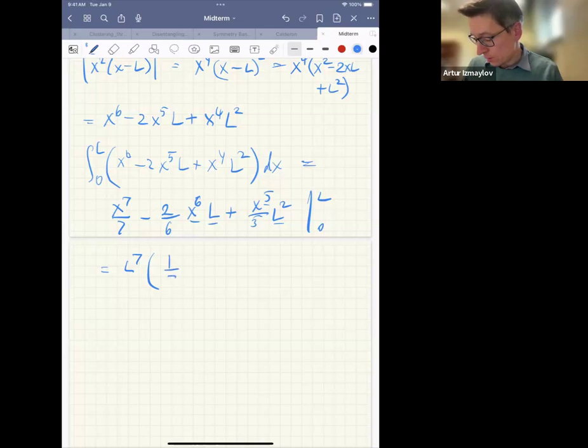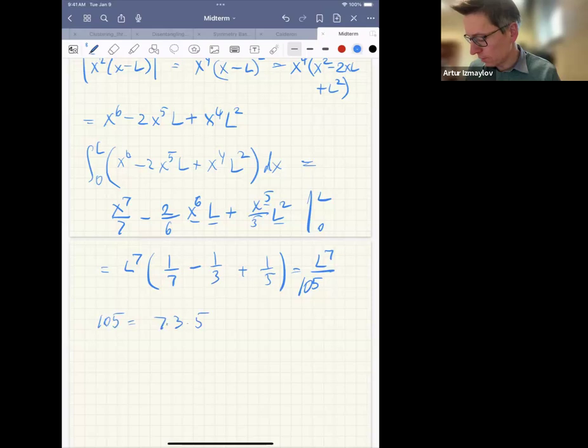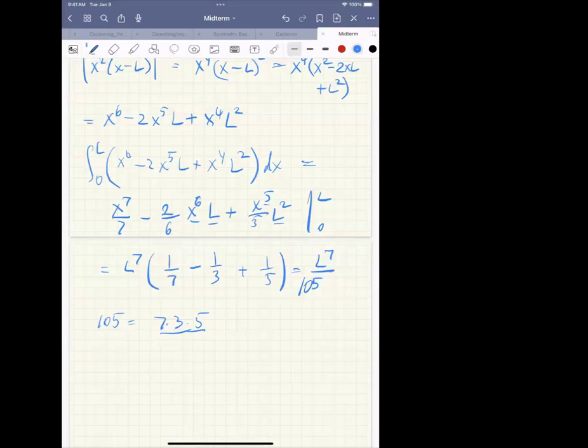So you have 1 over 7 in the first term, minus 1 over 3 in the second term, plus 1 over 5 in the third term. Then it's just simple arithmetic of rational numbers. It turns out to be L to the 7 over 105. And 105 comes from 7 times 3 times 5, because 7 times 3 is 21, times 5 is 105. Any questions about that? All good.